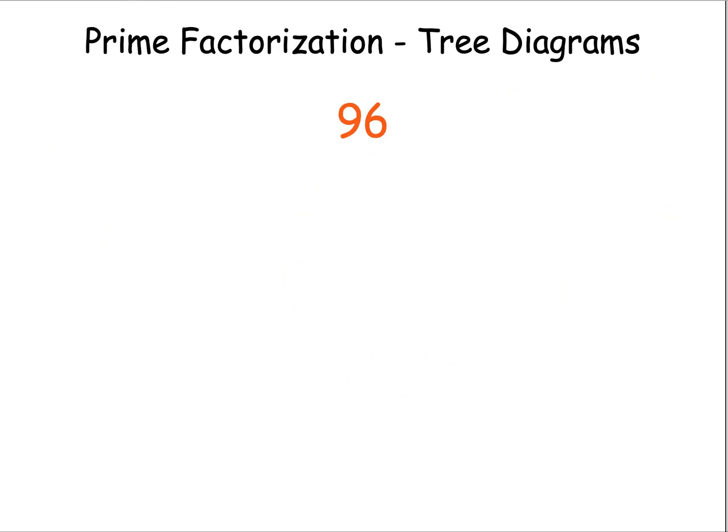Let's take a look at another example. What if I did 96? So again, I want to have those prime numbers there. It's always nice to have that list there. It just kind of gives me a quick little reference that I can always look back to. So 96, I can split this.